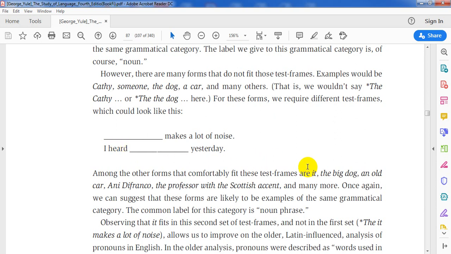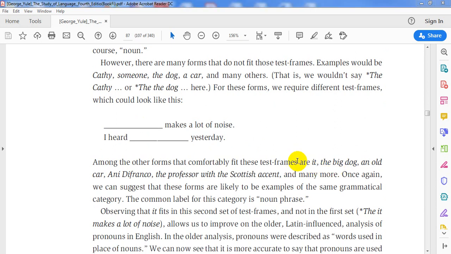So for example here I can say it, or the big dog, an old car makes a lot of noise, Annie DeFranco makes a lot of noise. All these fit the test frames. Underline this please. These are called test frames. Such sentences are test frames.